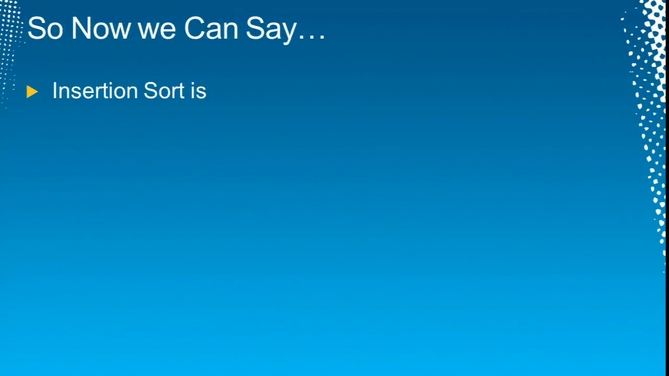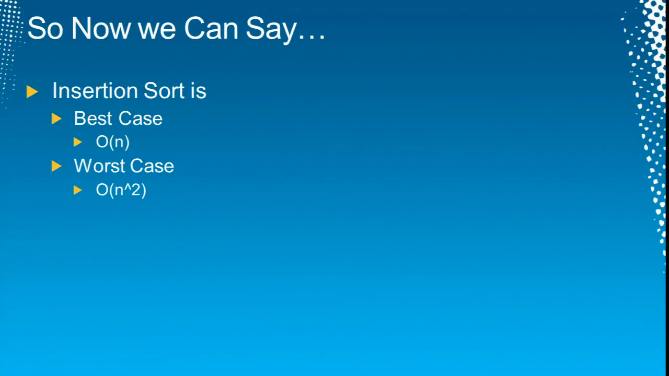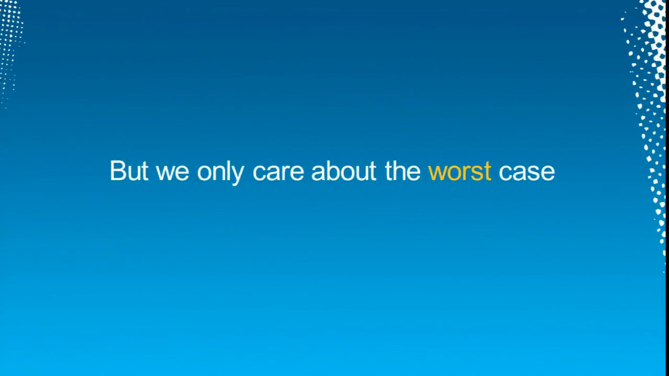So now we can say insertion sort, best case is big O-n, and worst case is O-n squared. When we're talking about these kinds of things, it makes life a lot easier when we're talking to our boss and our customers about the speed of our algorithms. So we've simplified things all the way down.